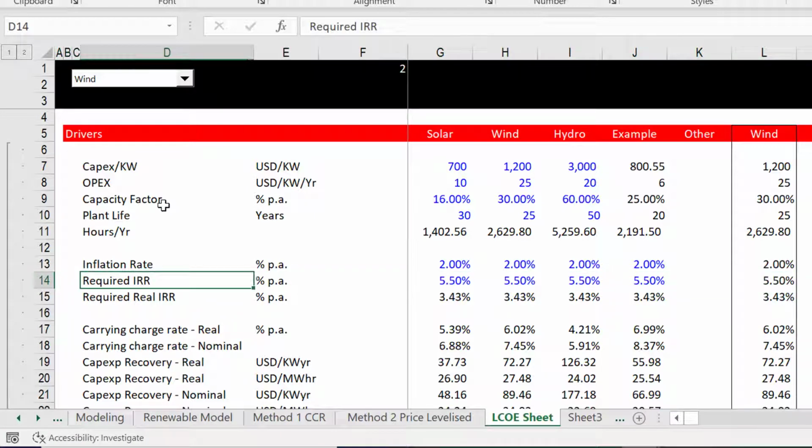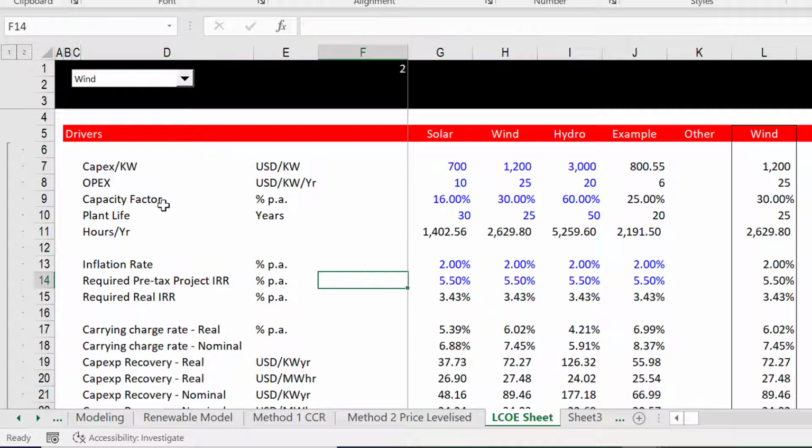And this required IRR should always be the pre-tax project IRR. This is what I'm going to really start to emphasize. So if you have a fancy project finance model, you should compute the pre-tax IRR. I hope you do that.